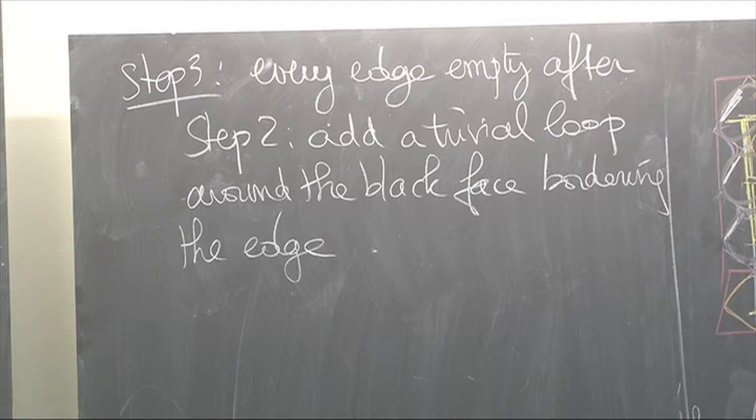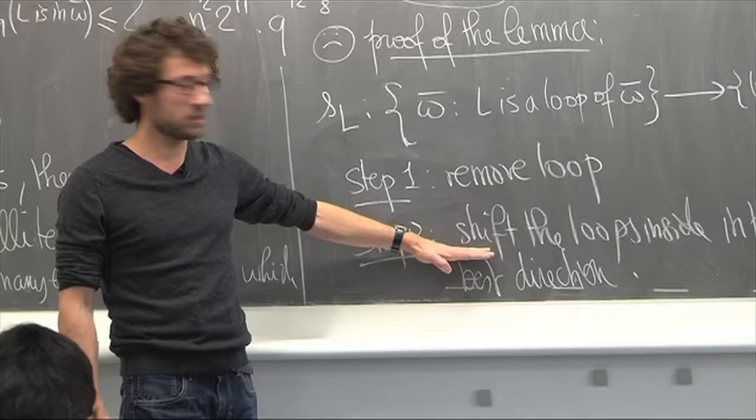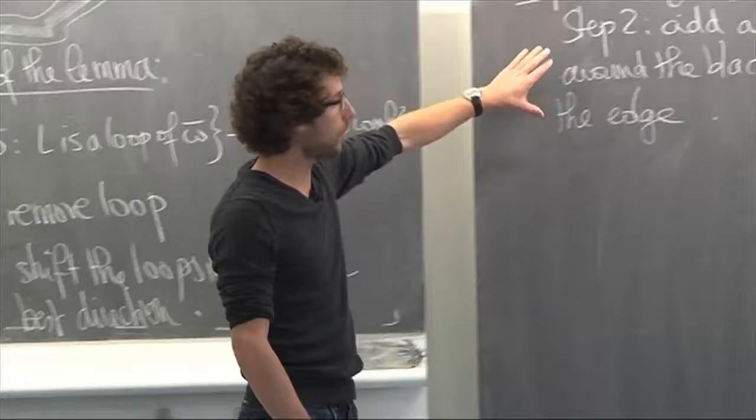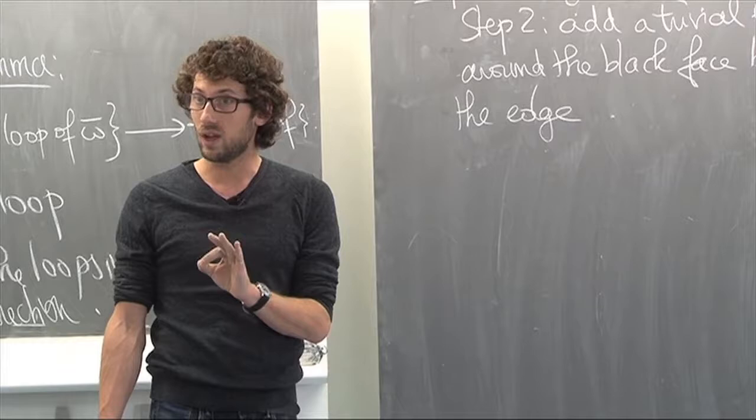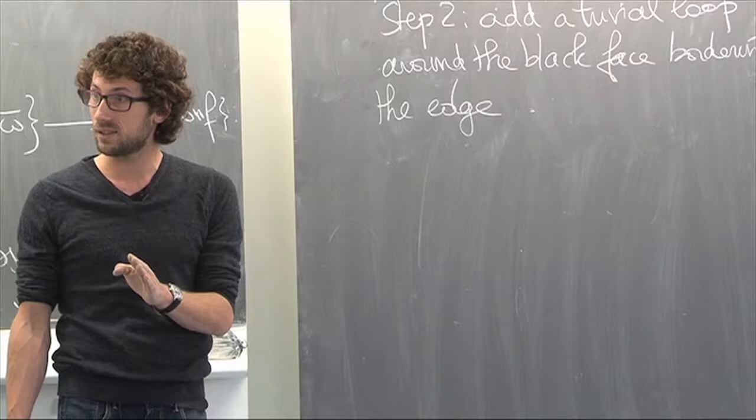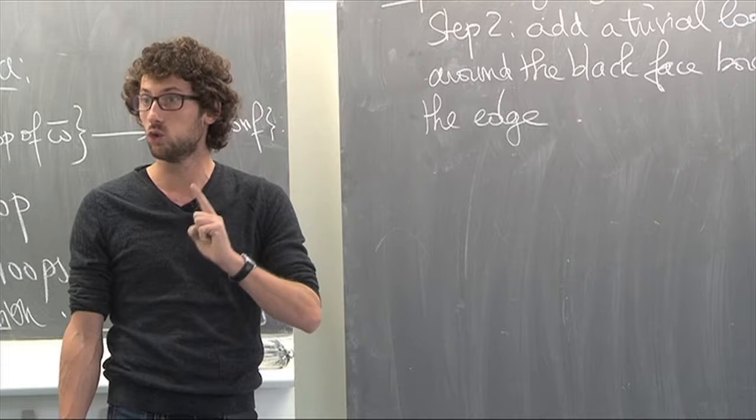Okay, so you do these three steps. What you need to check is that you get a loop configuration at the end. Because things could go wrong a priori. What could happen? You remove a loop, then you shift the loops inside the original loop, and you overwrite. At the end, it's not completely obvious that you are going to end up with a loop configuration. You need to check that every edge of your medial lattice is on exactly one loop, not two or more.